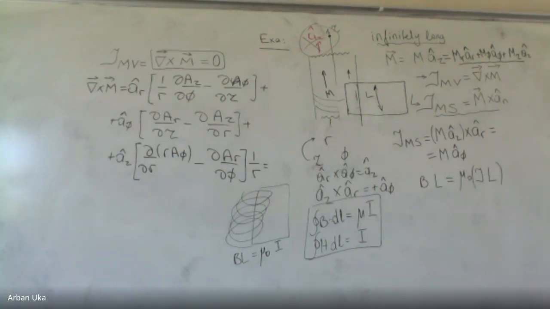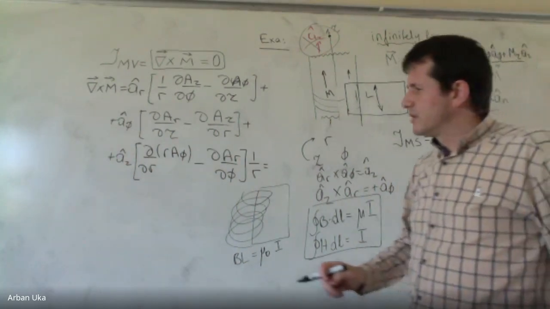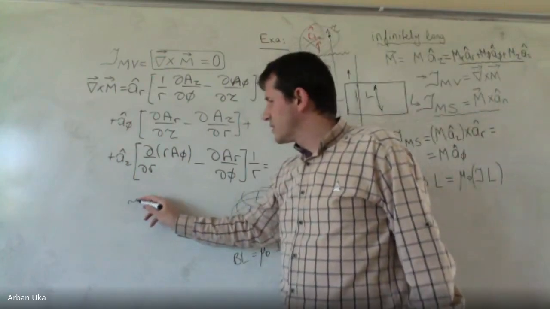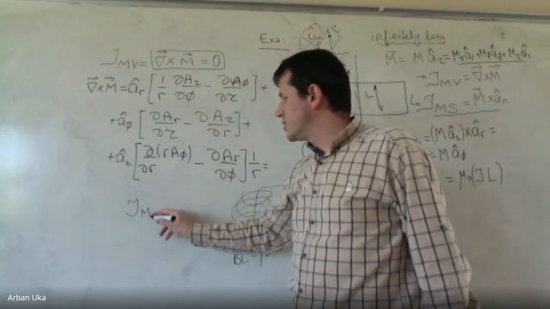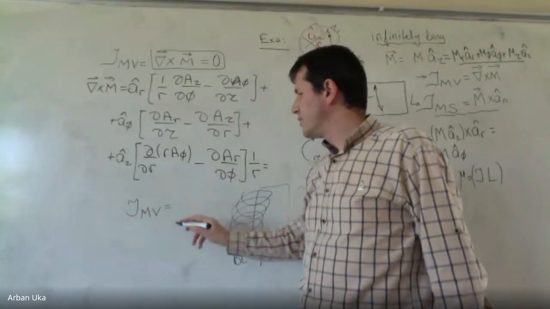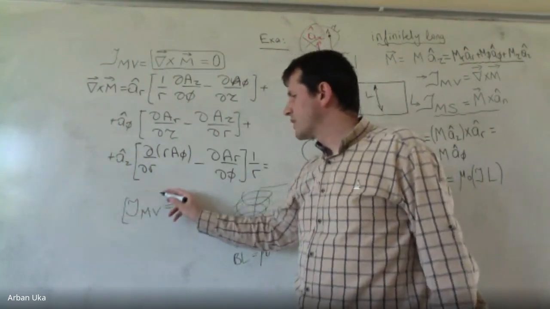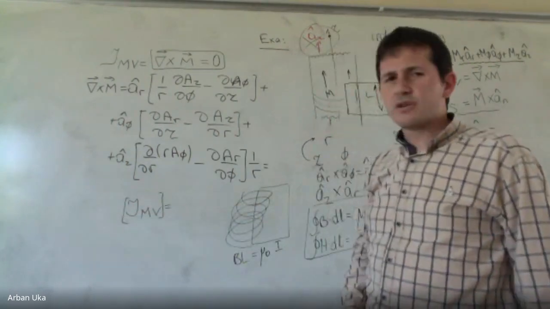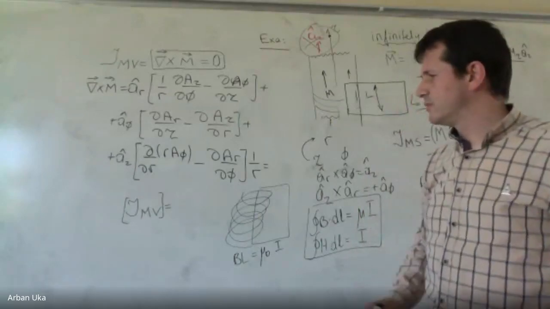Okay, and the current density, this is a question. So if we had Jm in the volume, what would you expect the unit to be for the current density if the current is flowing through a volume?